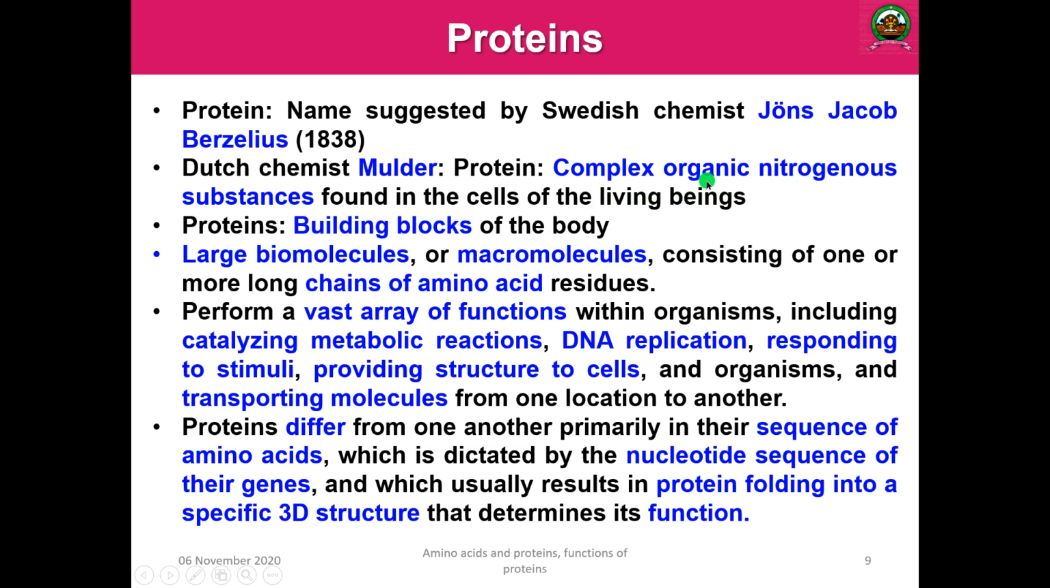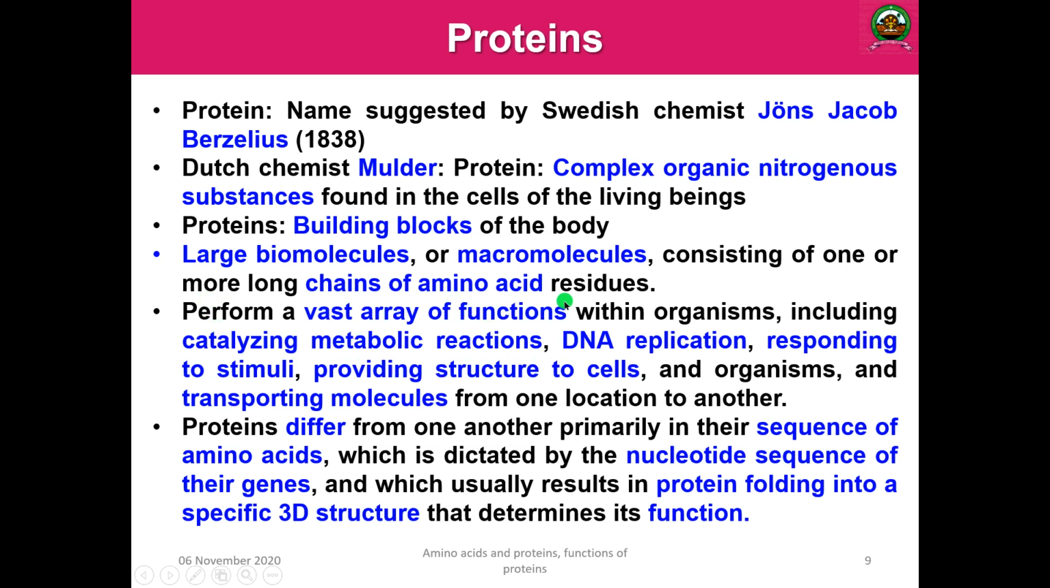These proteins are the building blocks of the body. All the body parts of all the organisms are made up of proteins. And these are large biomolecules. They are macromolecules which consist of one or more chains of amino acids. And this protein can perform a vast variety of functions within the organism, such as catalyzing the metabolic reaction.